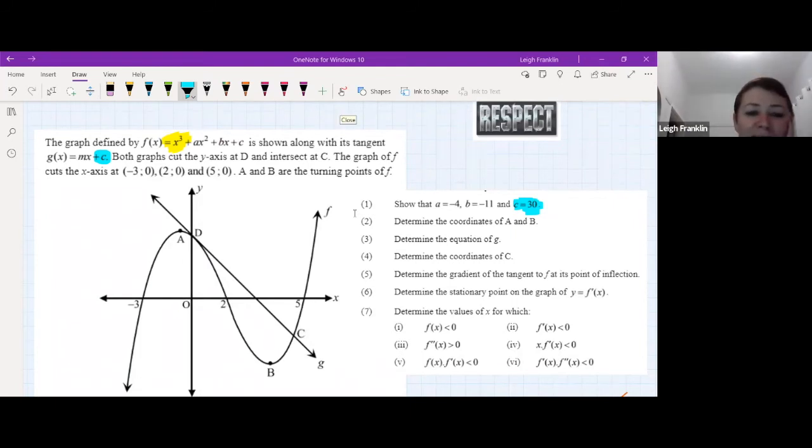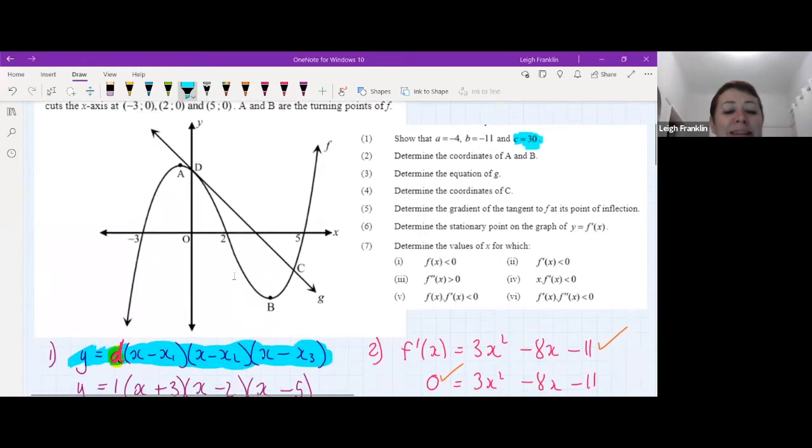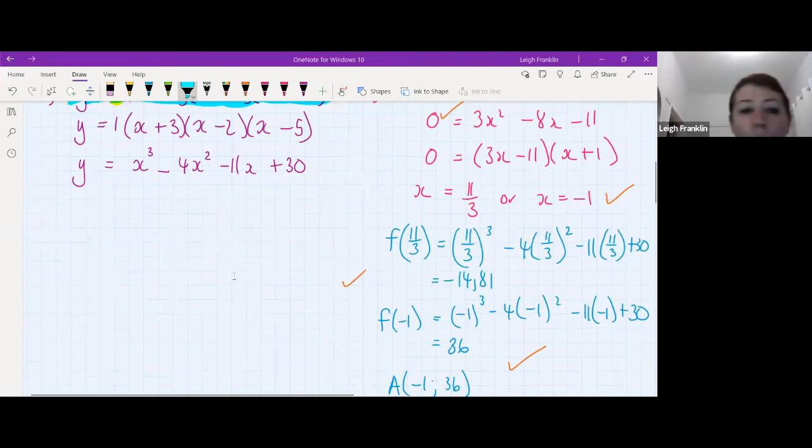Perfect. Well done, everyone. That's great. It is the gradient. It is the first derivative. The first derivative is the gradient. So we want to know what the gradient is at D. What are the coordinates at D? They are 0 and 30.